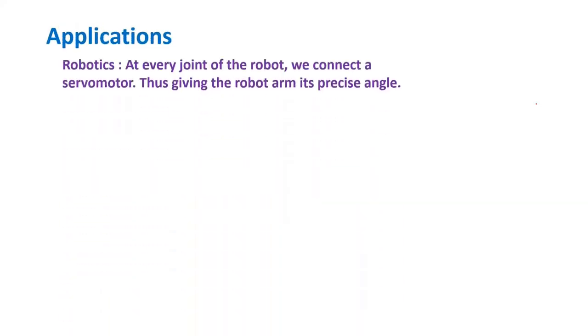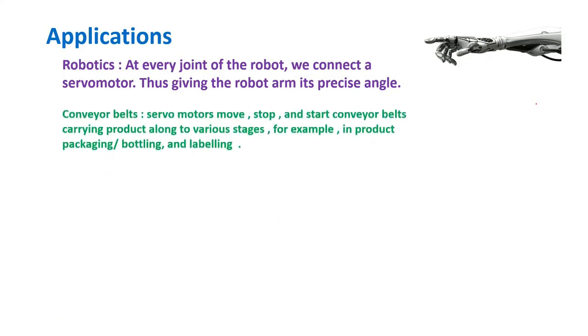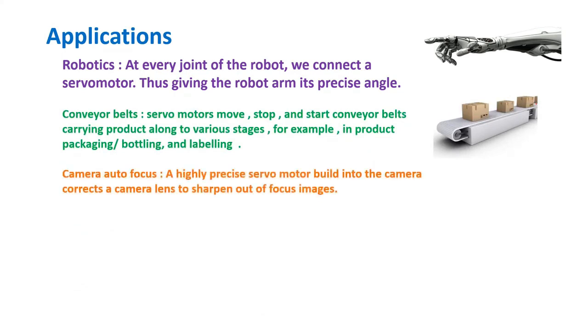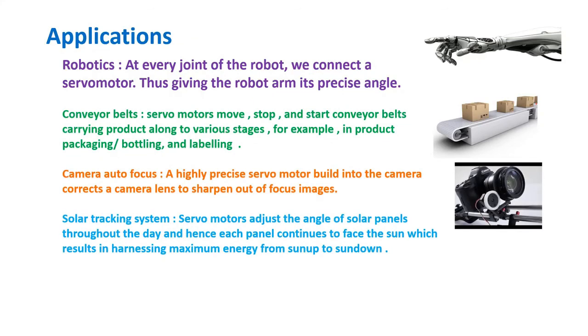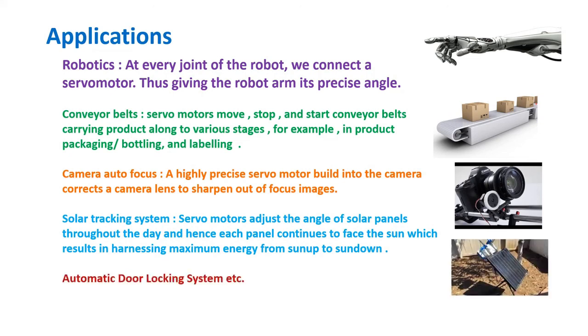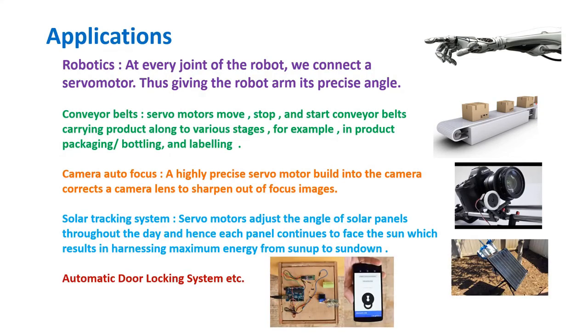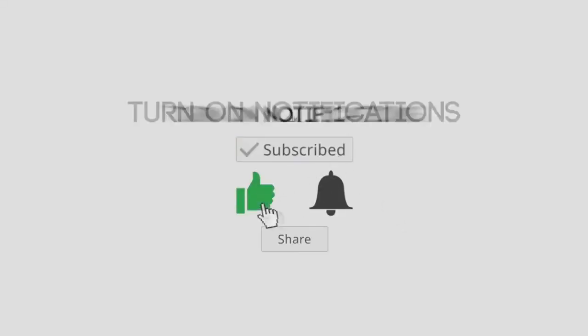Let's come to the applications part. All these servo motors are basically used in robotics. At every joint of the robot we connect a servo motor to provide a precise angle. Then in conveyor belts where a huge amount of packaging and labeling is required, we use them too. For a camera's autofocus control, we use servo motors. They're also used in solar tracking systems and in automatic door locking systems. Apart from this, there are several other applications. Until then, keep learning and keep having fun.